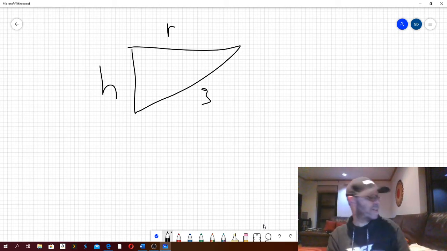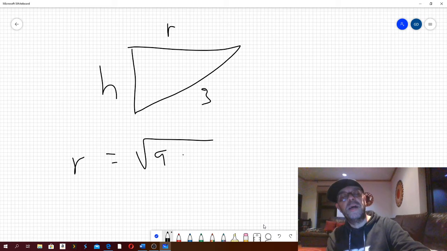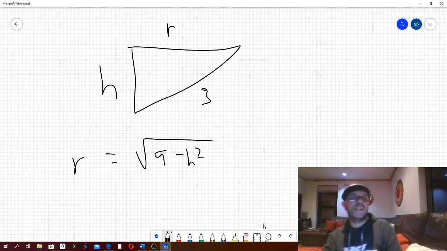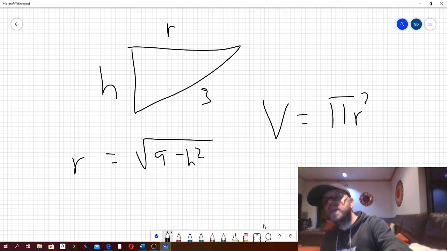So if I were to express the radius in terms of the height, I could say that r is equal to the square root of 9 minus h squared. This is simply from Pythagoras. Remember, r squared plus h squared will be equal to 9, if you square all of those things. So therefore r is the root of 9 minus h squared. Now what is the volume of a cylinder? Well, any cylinder is simply pi r squared h.